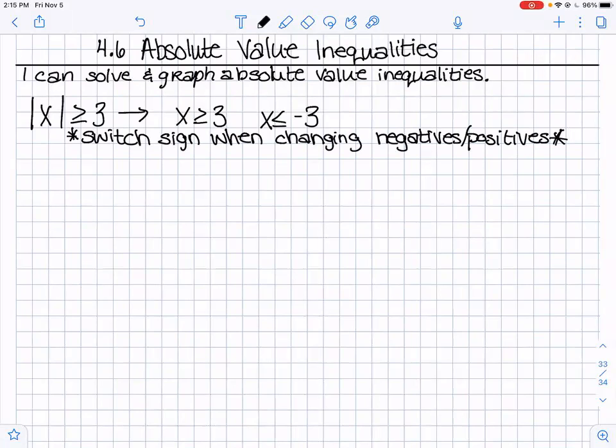Okay, can a number be greater than 3 and less than -3 at the same time? No, right? So that'd be an or problem. Okay, are you ready?